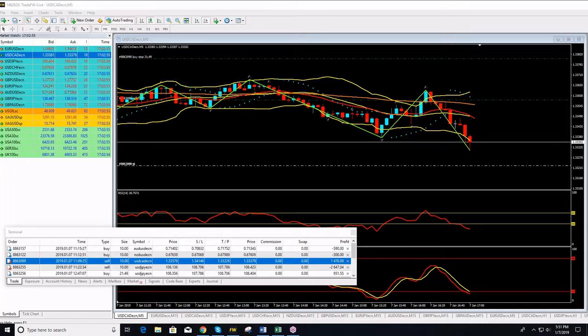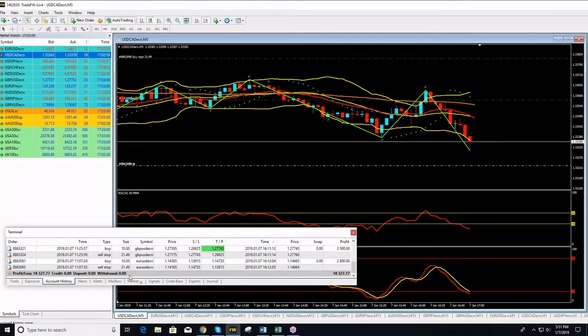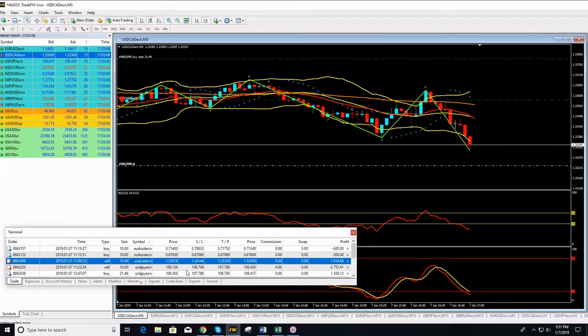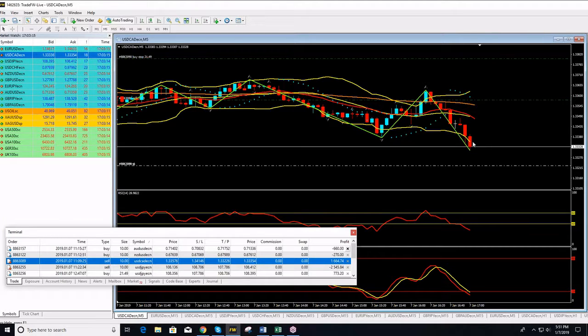Not a bad day at all. A bit less than $20,000. $18,327 to be more accurate for me today, guys. Not bad at all. We still have these positions running. Dollar CAD is behaving nicely, however, it's not falling at the rate I would like to see it falling. That's all I have for the moment.